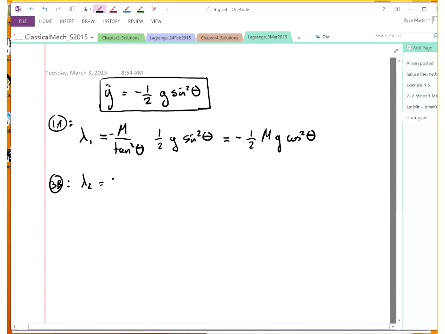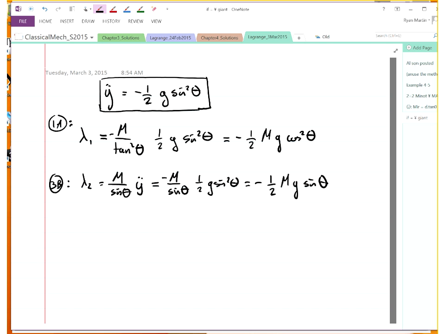Lambda 2, that was from the equation that I labeled 3b. Lambda 2 was equal to m over sine theta y double dot. So that was m over sine theta times minus half g sine squared theta. So we have one sine theta. One of the sine thetas cancels, and I have minus a half mg sine theta.